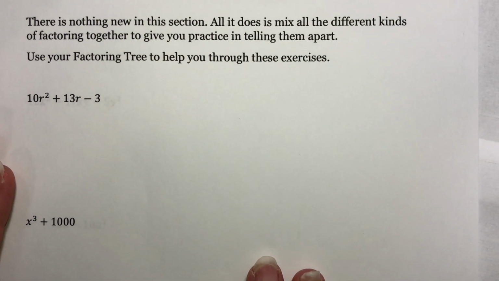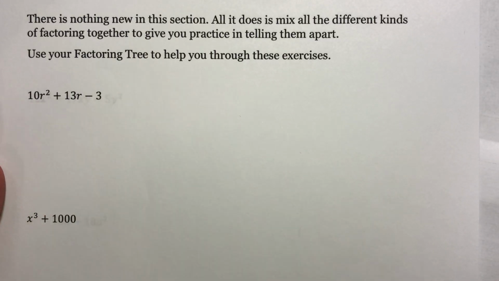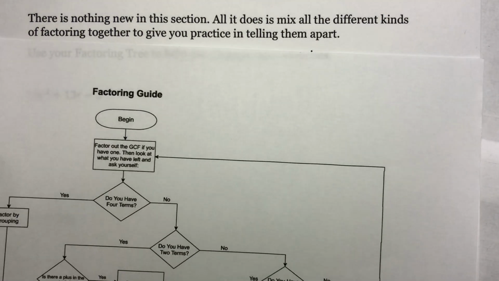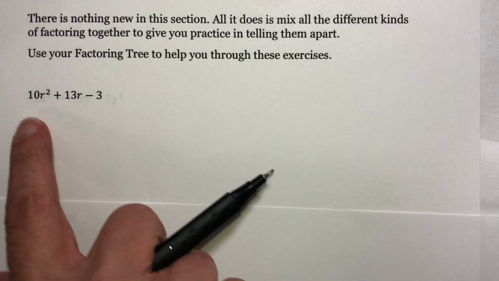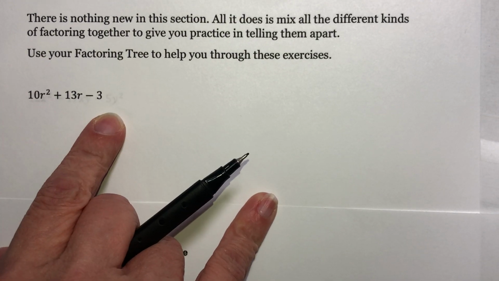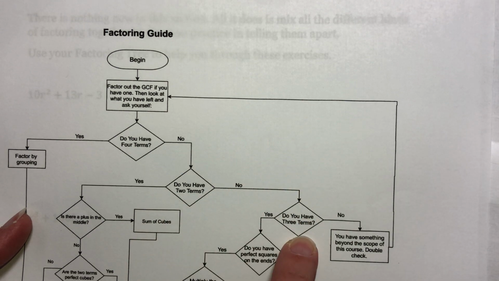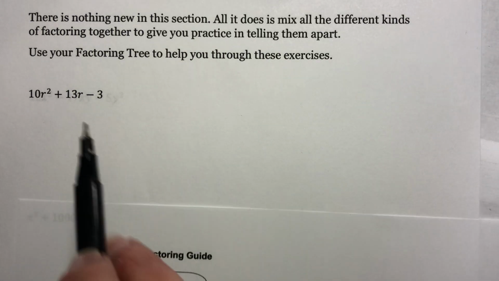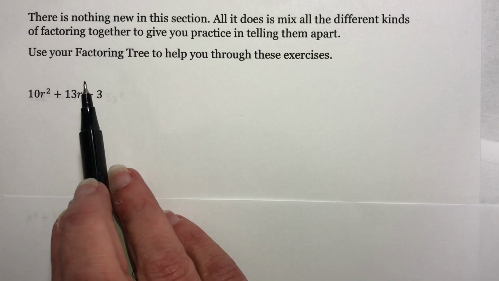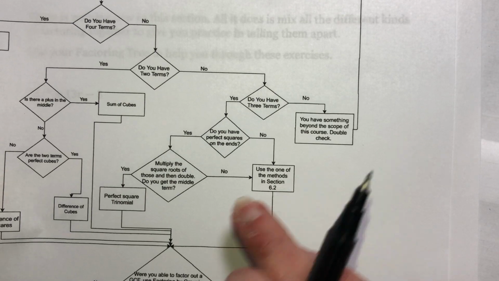Okay. So let's factor 10r squared plus 13r minus 3. The first thing we want to do is look for a greatest common factor if we have one. There's nothing that divides evenly into all of these, so there's no GCF. All right, I do not have 4 terms. I do not have 2 terms. I have 3 terms. Do I have perfect squares on the ends? Well, 10's not a perfect square, nor is 3. So then we have to go to one of the methods in 6.2.